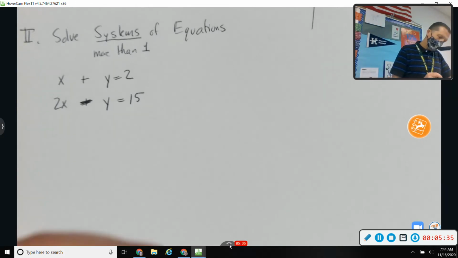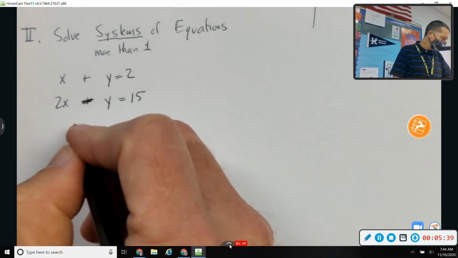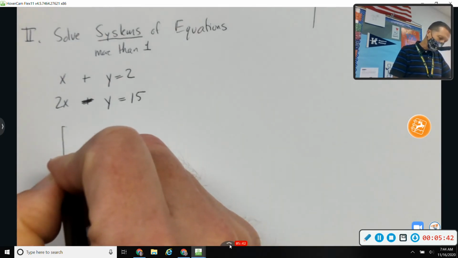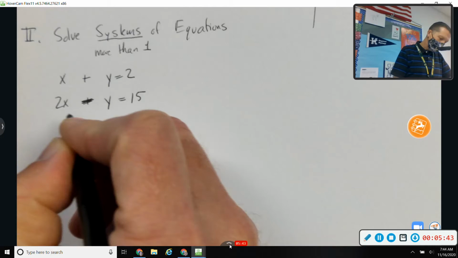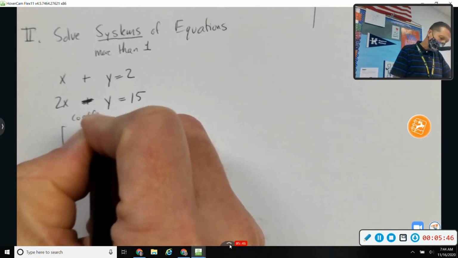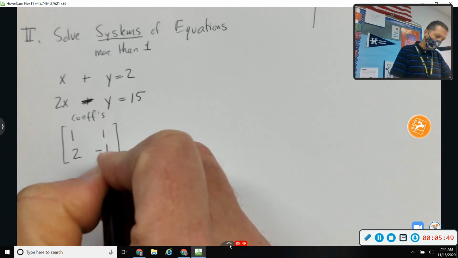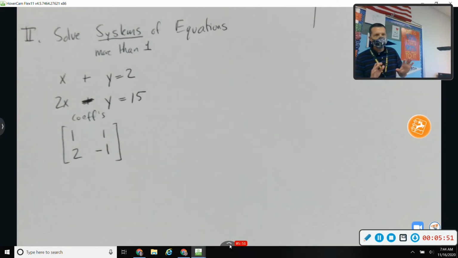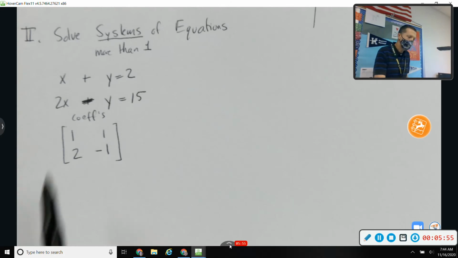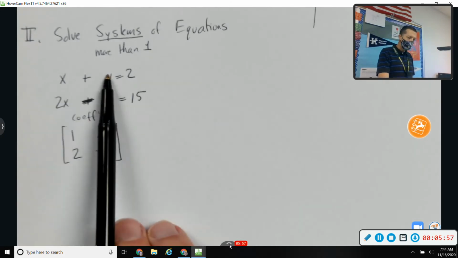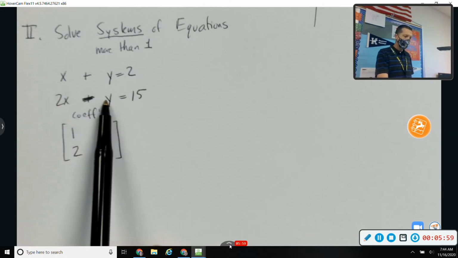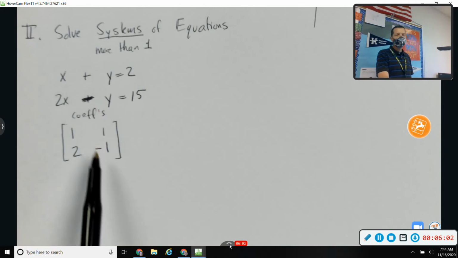Let's transform this into a matrix equation. So the first thing we'll do is grab the coefficients of the variables. So 1, 1, 2, and negative 1. So don't grab the x and the y, just grab their coefficients. So 1, 1, 2, and negative 1. So be careful about the signs. You got to include that as the coefficient.